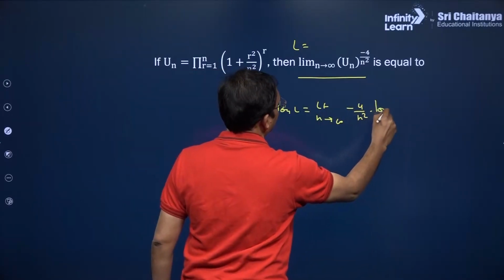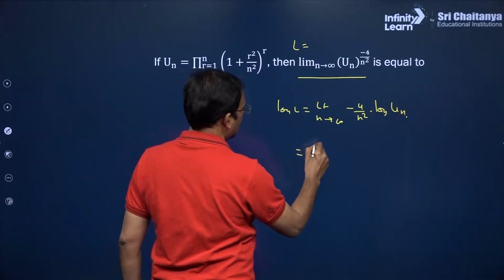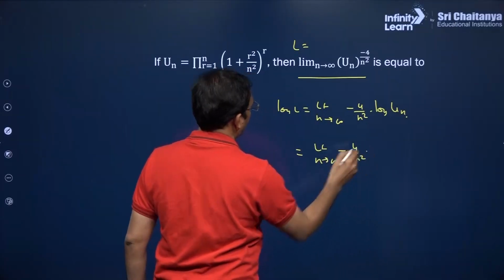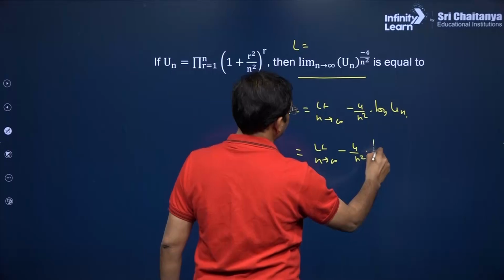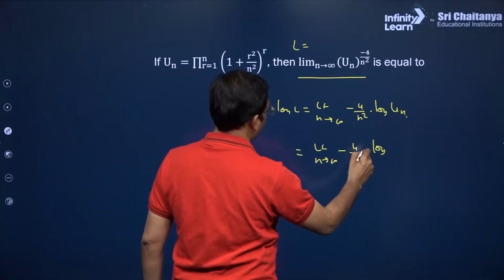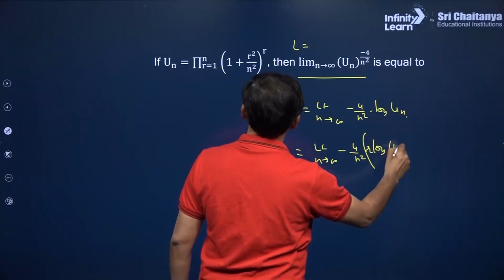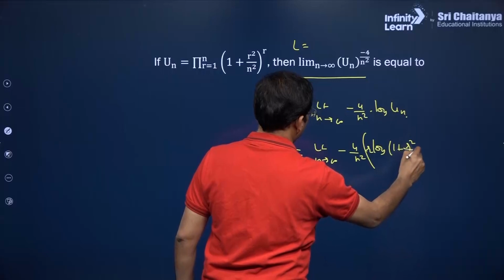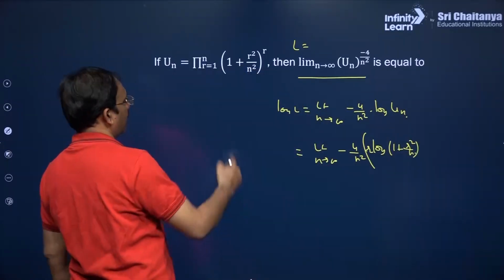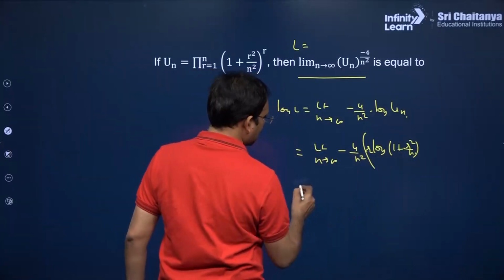minus 4 by n square into log of u n. Log of u n means limit n tends to infinity minus 4 by n square into log of this, in the sense r comes forward, okay, r into, you can write, log of 1 plus r square by n square, this product, my dear friends. Product in the sense, product of this means each product sum it is. This becomes summation of this.